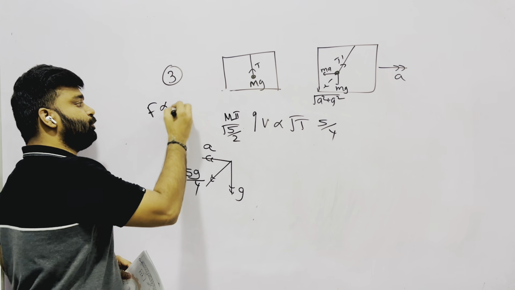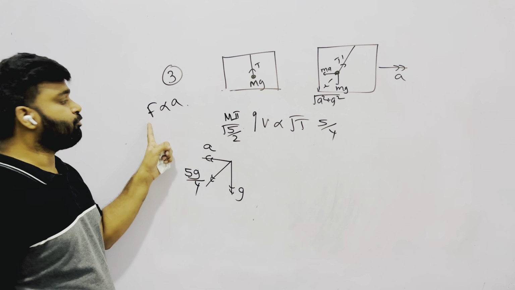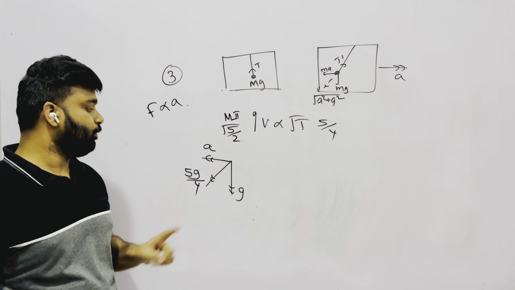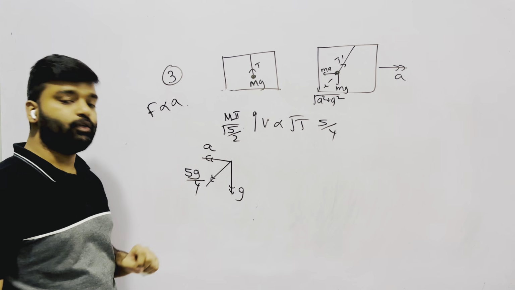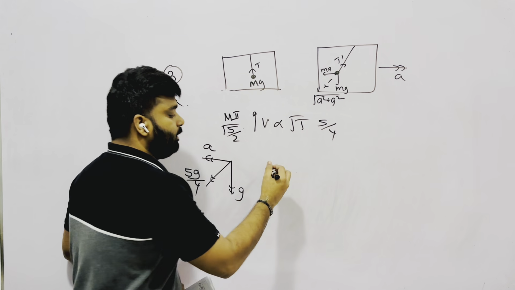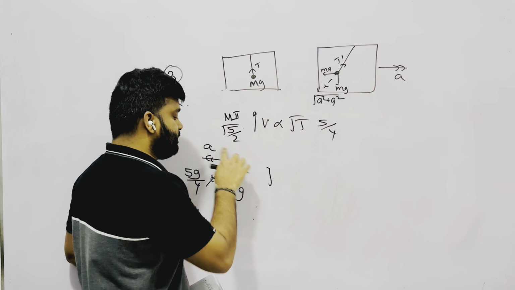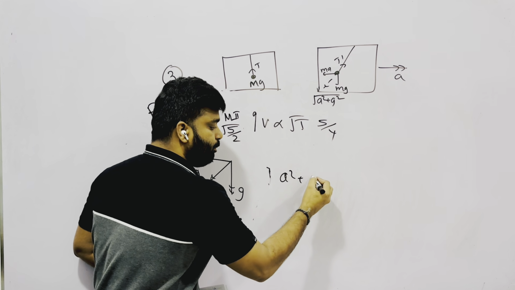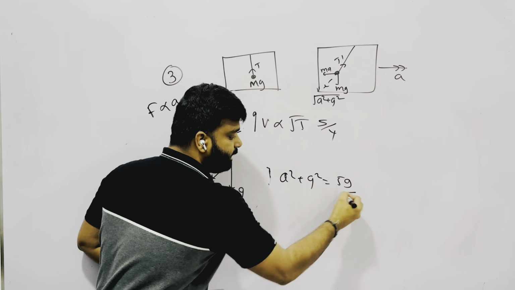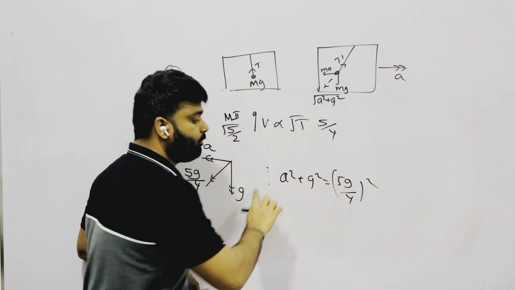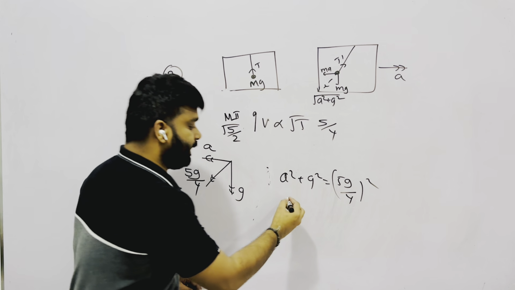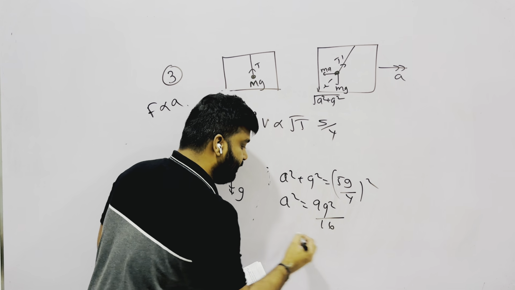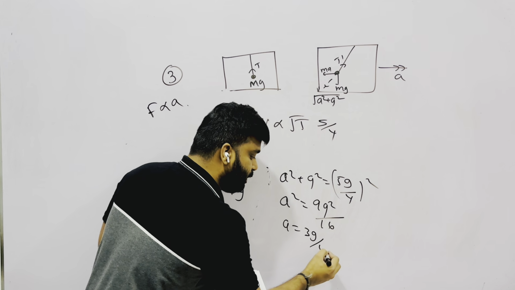You know F is proportional to A. As the resultant force is multiplied by 5 by 4, acceleration is also multiplied by 5 by 4. Therefore, resultant acceleration is equal to 5g by 4. The resultant of A and g is equal to 5g by 4, which means A squared plus g squared is equal to (5g by 4) whole squared. By removing the bracket and squared, you get A squared is equal to 9g squared by 16. A is equal to 3g by 4.